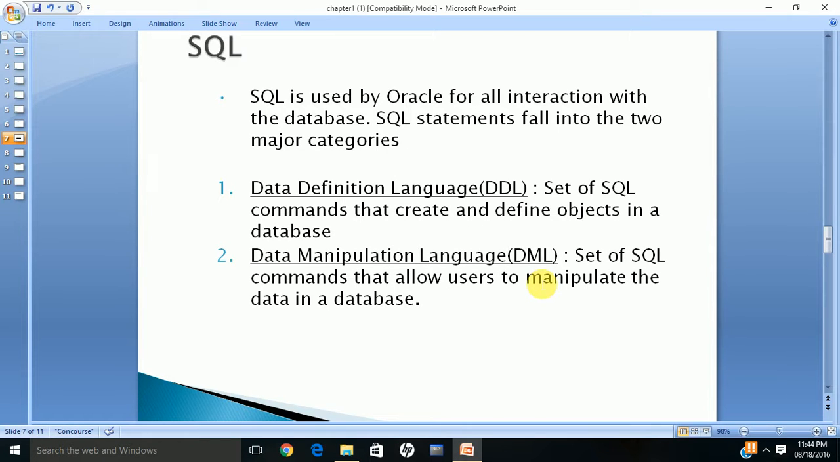There are two categories of SQL commands, and they are DDL commands and DML commands. DDL commands are called data definition language, whereas DML commands are called data manipulation language.